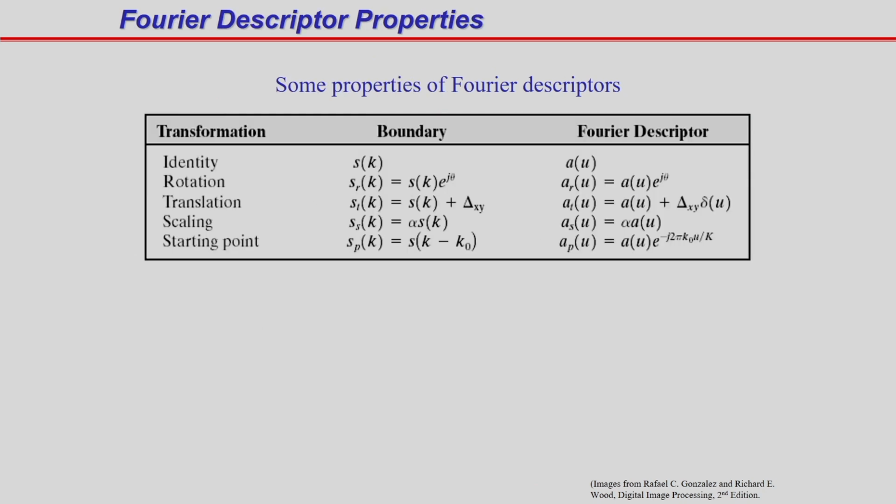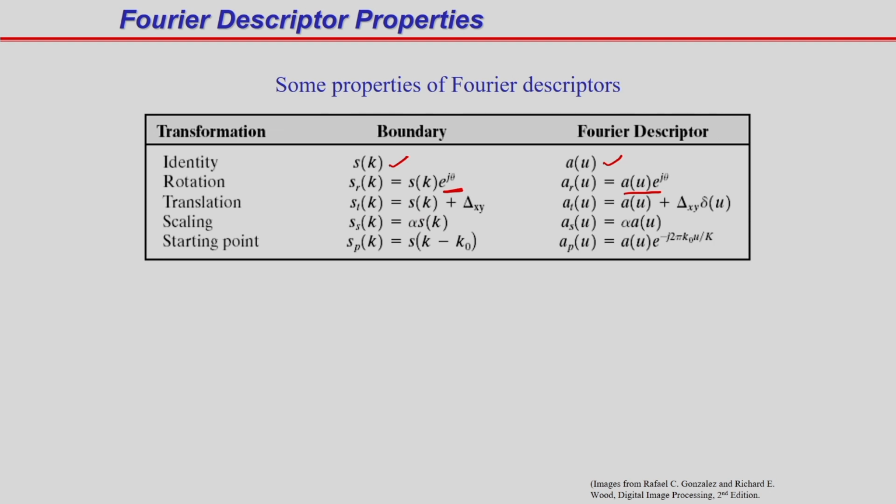And some of the properties of the Fourier descriptors you can see: corresponding to the boundary s(k), my Fourier descriptor is a(u). The next property I am considering is rotation. So rotation of the boundary by an angle theta causes a constant phase shift of theta in the Fourier descriptors. That means the Fourier descriptor is multiplied by e to the power j theta. That is the constant phase shift of theta in the Fourier descriptors.